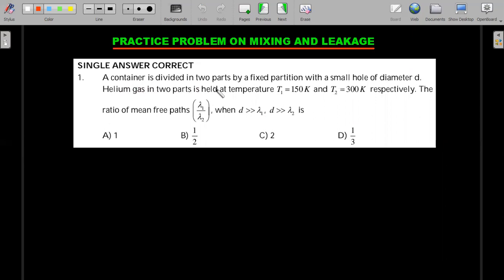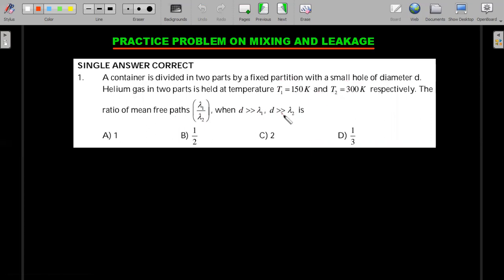A container is divided into two parts by a fixed partition with a small hole of diameter d. Helium gas in two parts is held at T1 equal to 150 Kelvin and T2 equal to 300 Kelvin. Find the ratio of mean free paths, lambda 1 by lambda 2, when the hole diameter is very large compared to lambda 1 and lambda 2. Okay, so try this one out. It's talking about ratio of mean free path when hole diameter, here he says small hole, but it's larger than the mean free path.